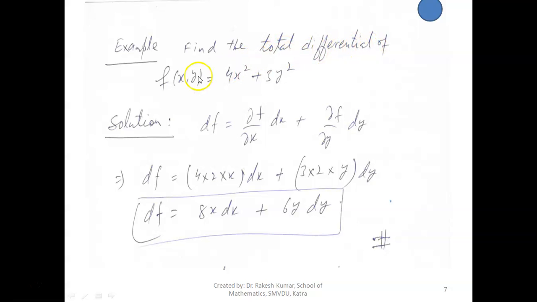Find the total differential of f(x,y) is equal to 4x square plus 3y square. So we will directly use the definition of total differential, and this is df is equal to this one. So we need only to find del del x of f and del del y of f. So this is your f, right? So if we do it, we get del del x of f as 8x and del del y of f as 6y. This is the answer.